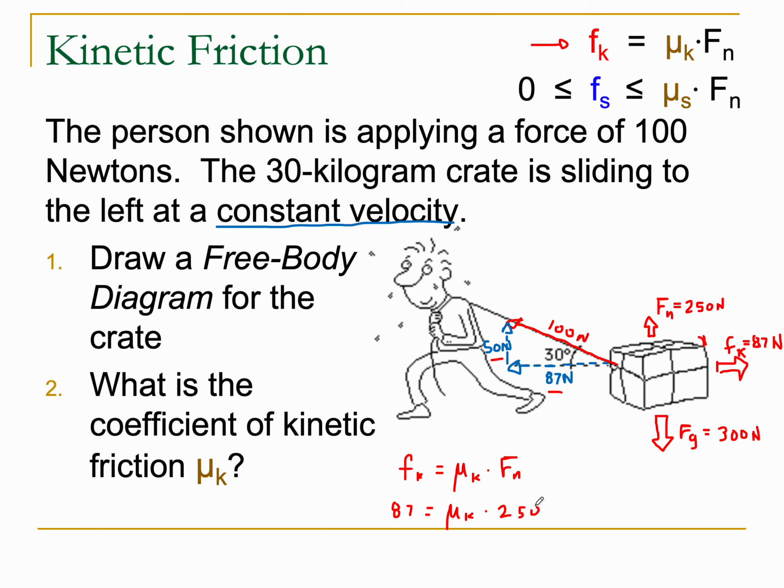Dividing this, you end up with mu sub k... Grabbing my calculator because I'm worried. 87 divided by 250 gives us about 0.35. And there are no units for the coefficient of friction. It's newtons divided by newtons, so it's a unitless quantity.